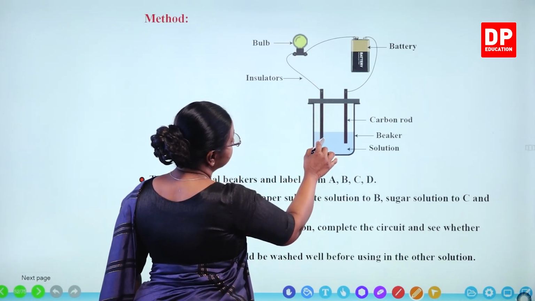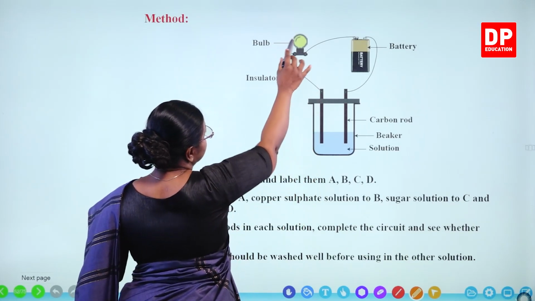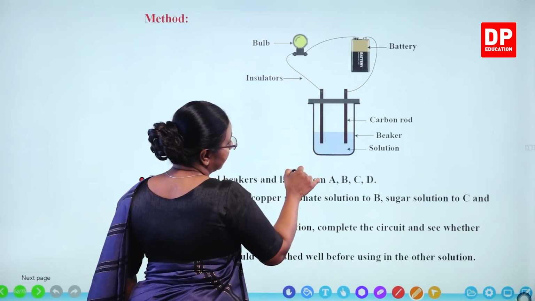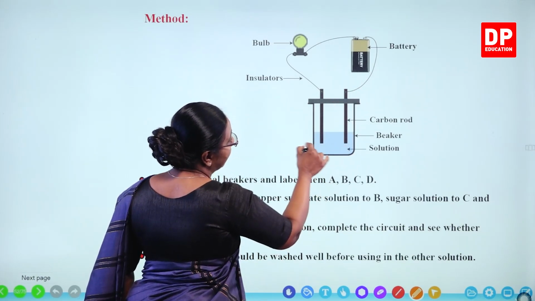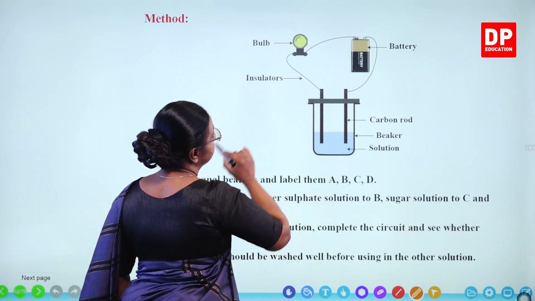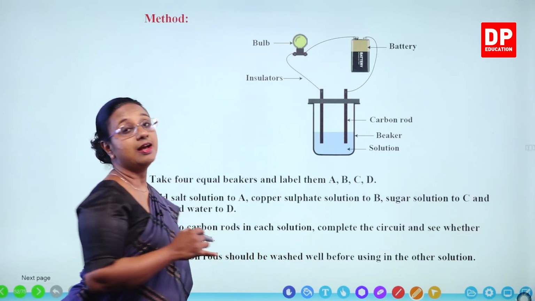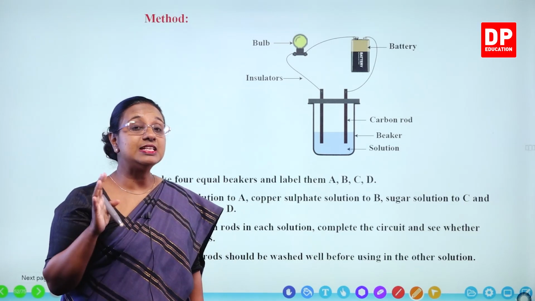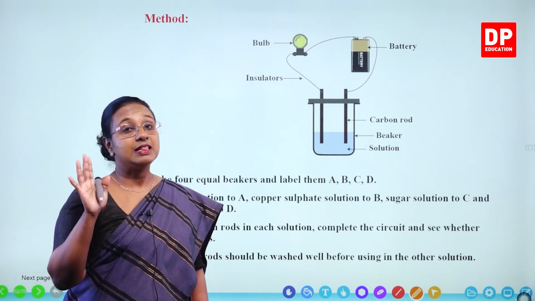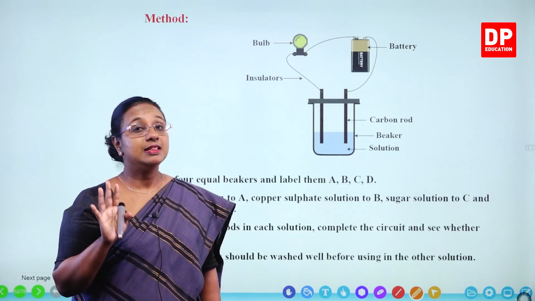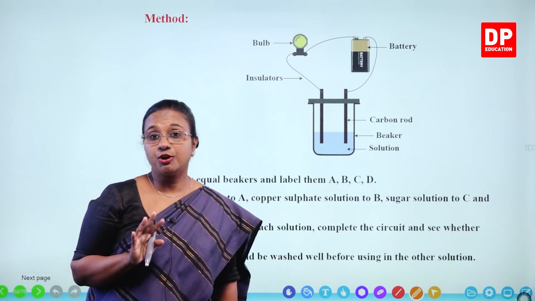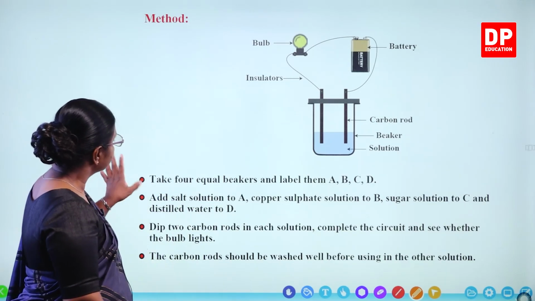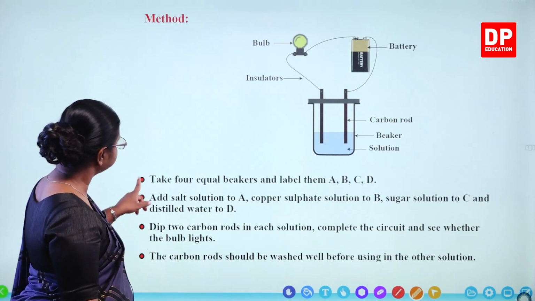One side end is connected to the electrode, then it is connected to the bulb, then to the battery and to the other electrode. And if electricity is conducted through the solution, bulb will light. If it is not conducted through the solution, then the circuit is not complete. Then the bulb will not light. That will be the observation of this activity, whether the bulb lights or not. So this is what we are going to do.